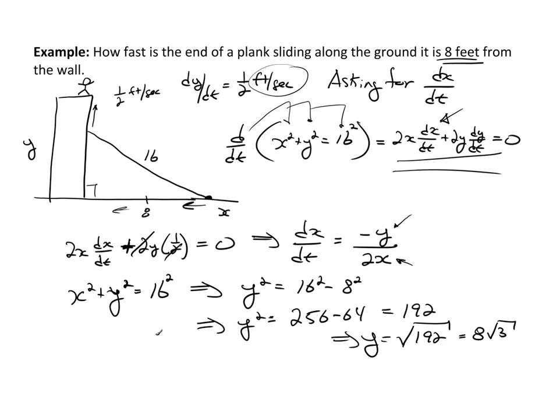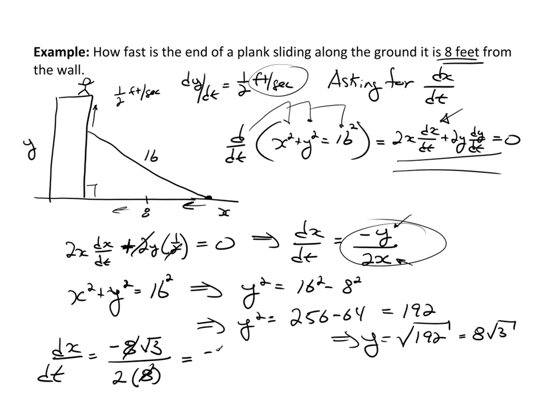If I substitute these coordinates back into this equation right here, the rate of change of x with respect to t when I'm 8 feet away is negative 8 root 3, that's the y-coordinate, divided by 2 times x, which is 8. These 8's will cancel, and I will get negative root 3 over 2.